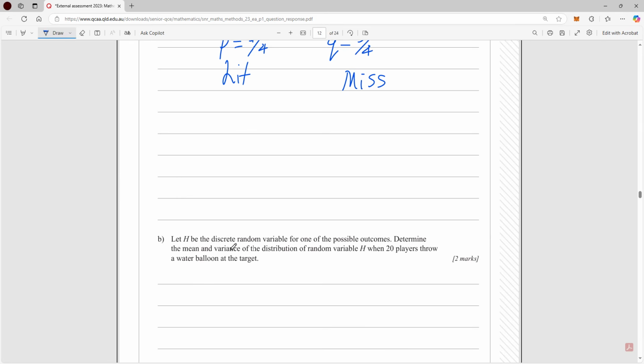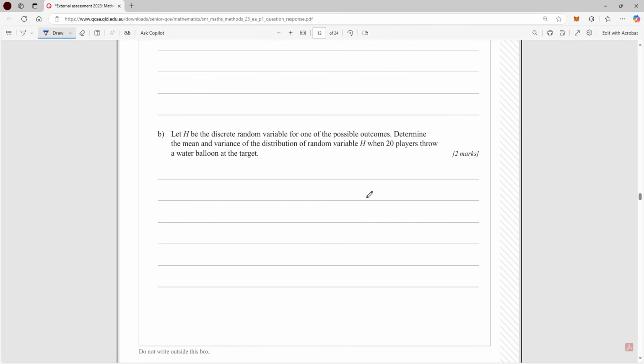Determine the mean and the variance of the distribution of the random variable h when 20 players throw a water balloon at the target. Now because this is binomial, we can actually use our formula. So the average or the mean for a binomial distribution, mu, is the number of trials times the probability of success. The variance of h would just be npq, so the number of trials times the probability of success times the probability of the complement.